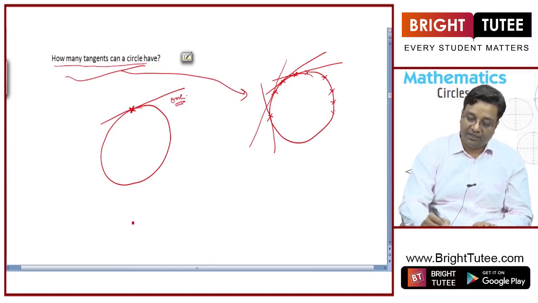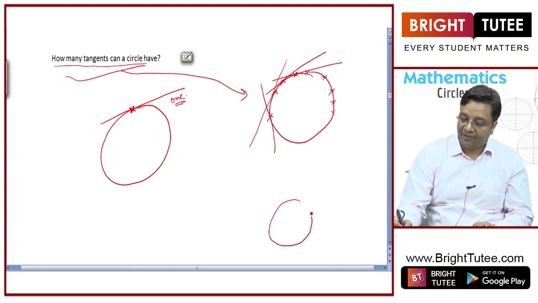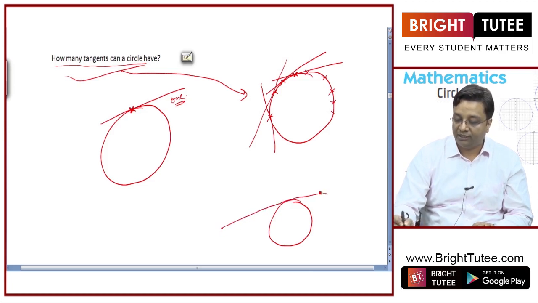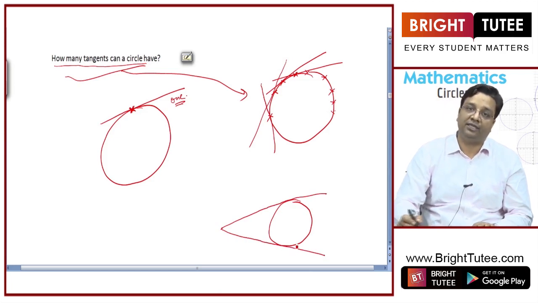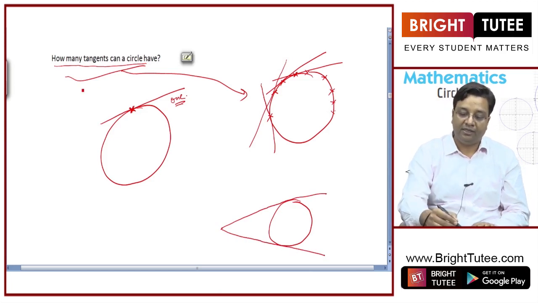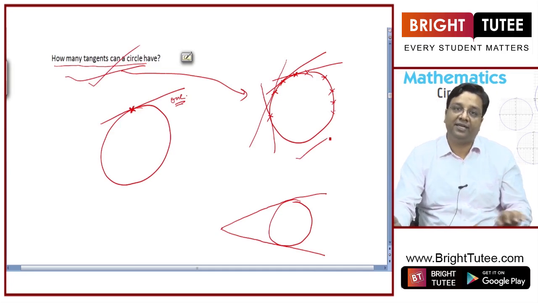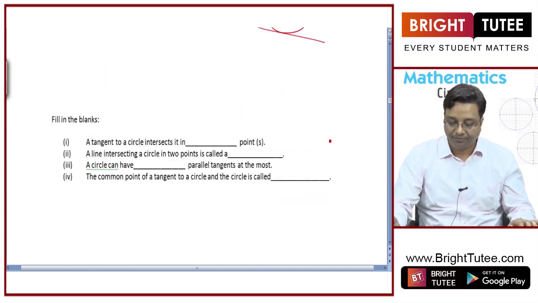If the question is, let us say you have a point outside the circle and now you need to find the number of tangents, you can draw only two tangents from a given point which is outside the circle. But in the given question we can have infinite number of tangents.